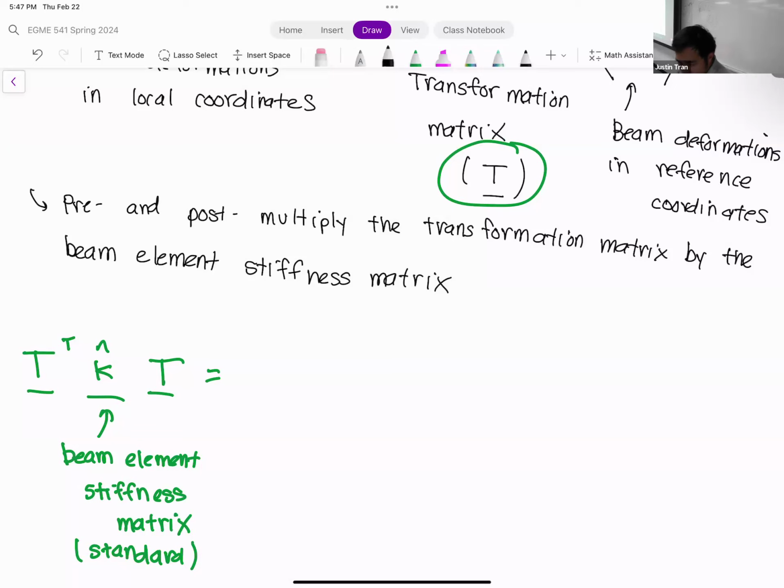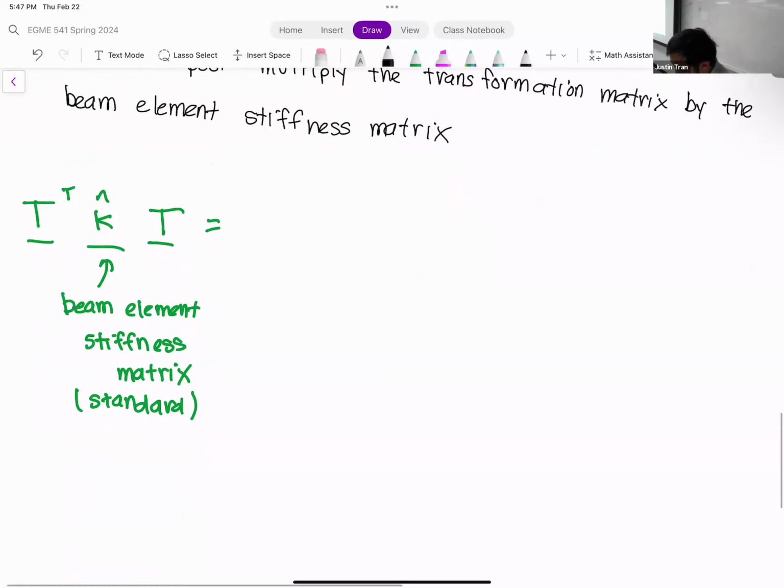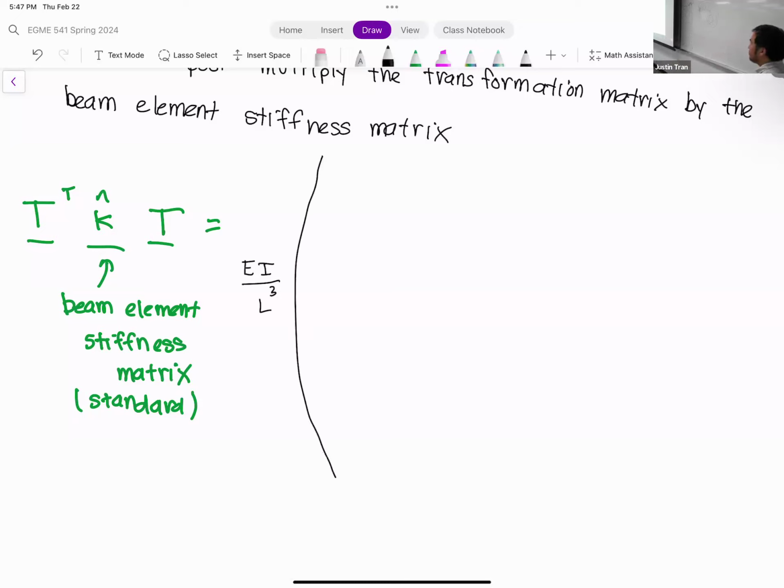And then what we end up with is something that looks like the following. So this is going to be quite a doozy. So we'll see. Okay, so the result, we still have our factor of EI over L cubed in front. So that's still a scalar factor out there. But everything in the middle here is going to change quite a bit, and it's not pretty.